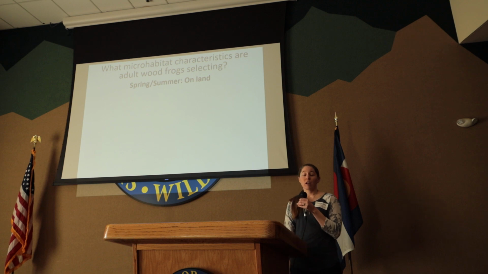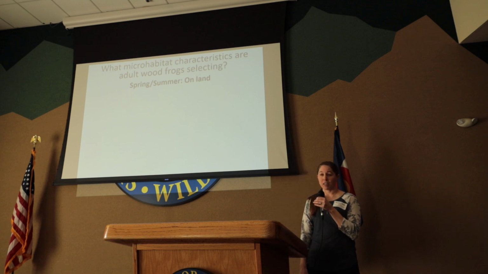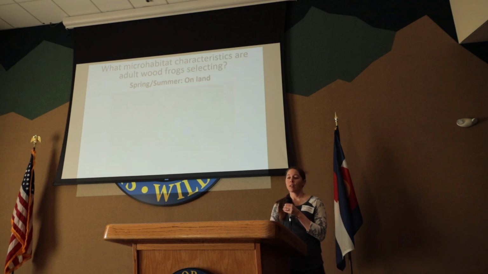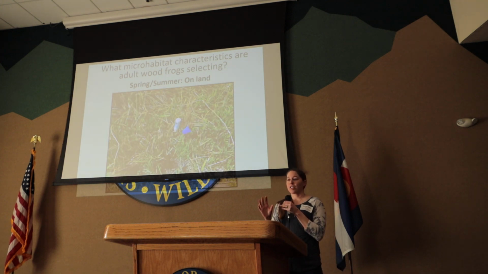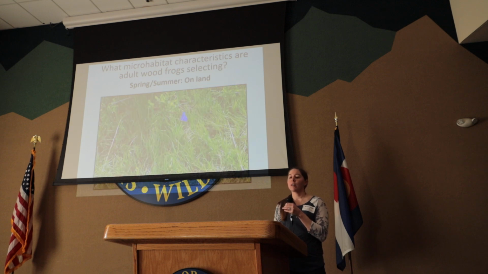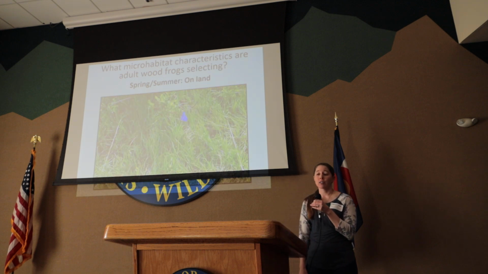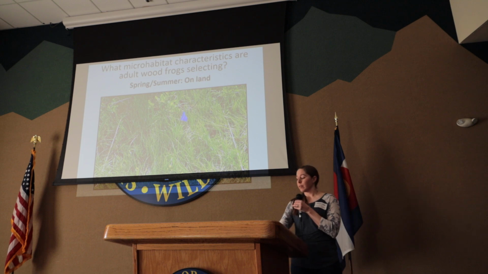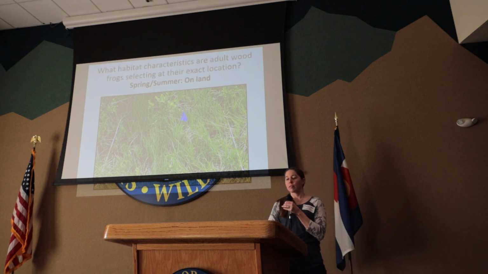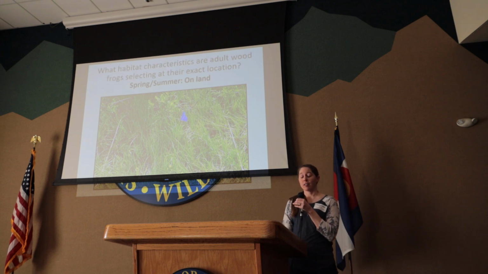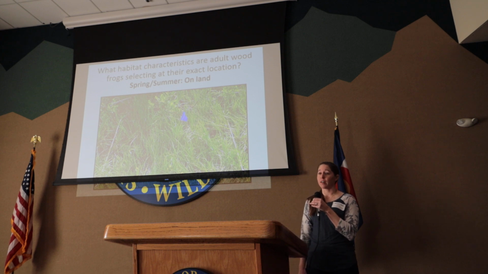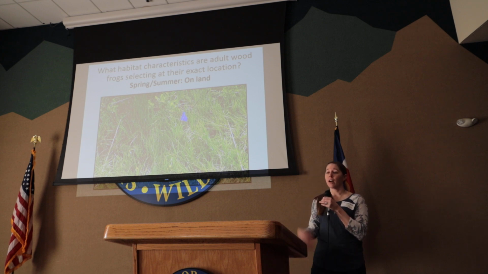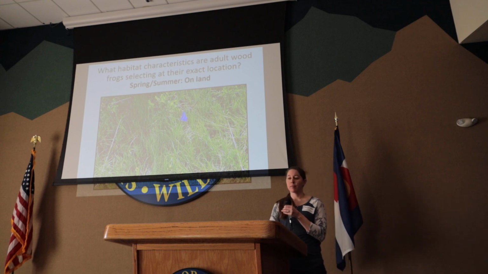And now looking at our microhabitat patch during the spring and summer when we found them on terrestrial areas, they preferred patches that had more surrounding water, as well as patches that had more grass present. And at their exact location, we found that they preferred to be closer to water, closer to areas where they could hide or closer to refuge, and higher soil humidity.